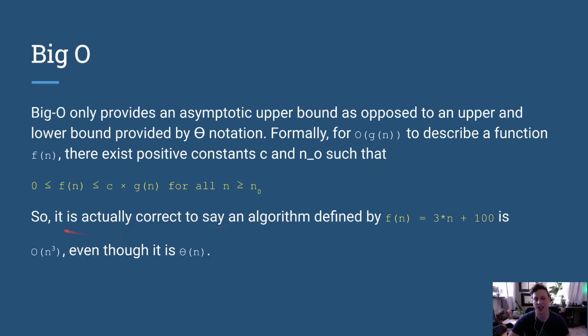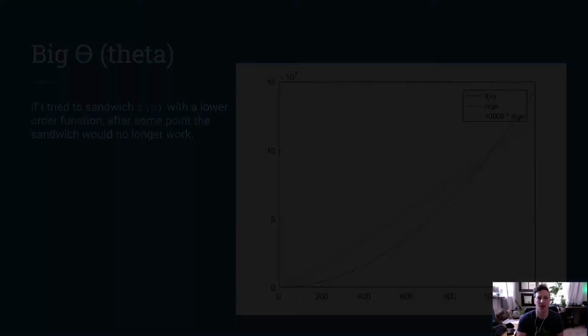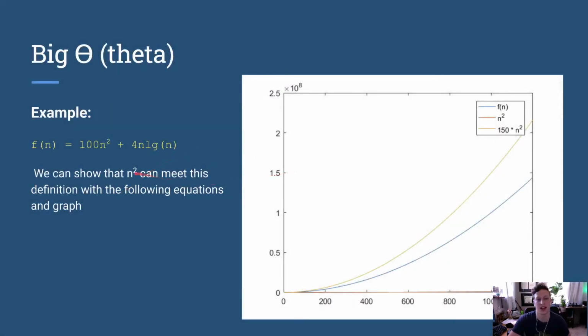So it's technically correct to say that if I had a function 3n plus 100, I can say that's big O of n cubed, because my constant times n cubed will be the upper bound of this, and it will never overtake this upper bound. With big theta, I couldn't say that, because if I said down here with big theta that this is big theta of n cubed, this lower bound would pass my blue line at some point.